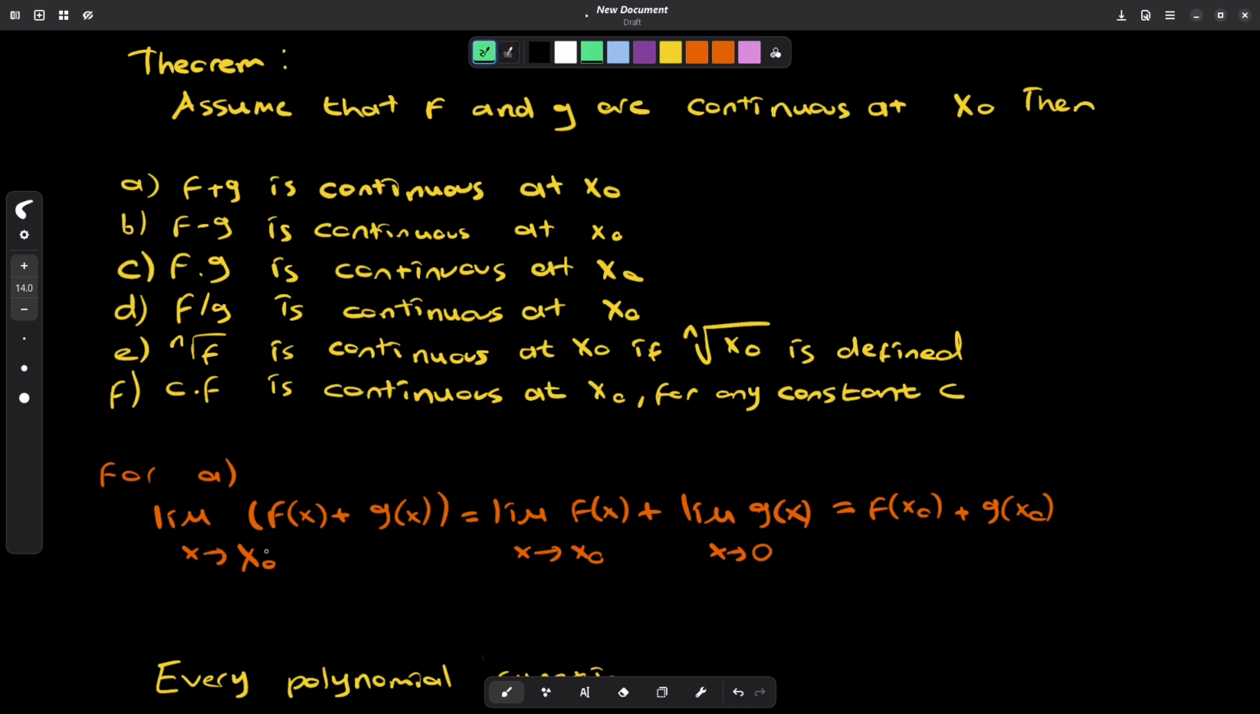Limit of f(x) plus g(x) as x approaches x0. I want to show that this is continuous by saying f(x) and g(x) are continuous. I can write this as limit of f(x) as x approaches x0 plus limit of g(x) as x approaches x0. And I know that this is equal to f(x0) because f is continuous, and I know g is continuous, so this is g(x0). So therefore, I showed this is continuous. By doing the same steps, you can show the conditions of the other theorems as well.